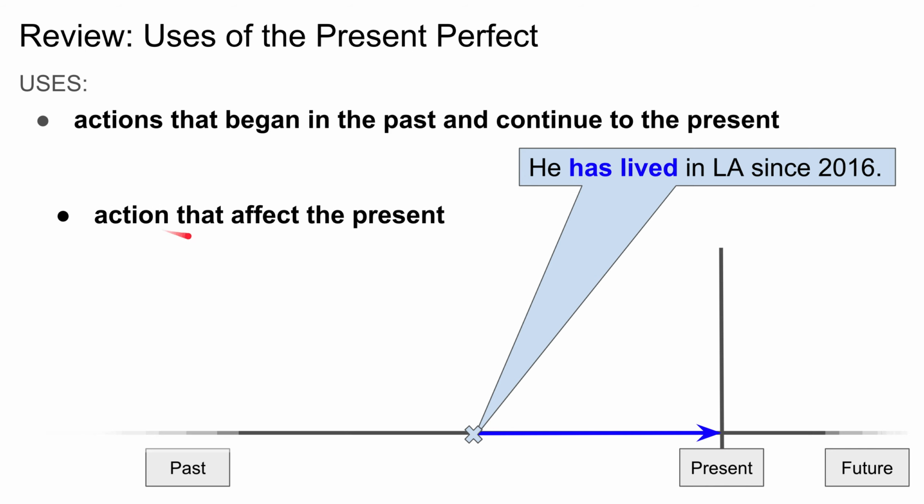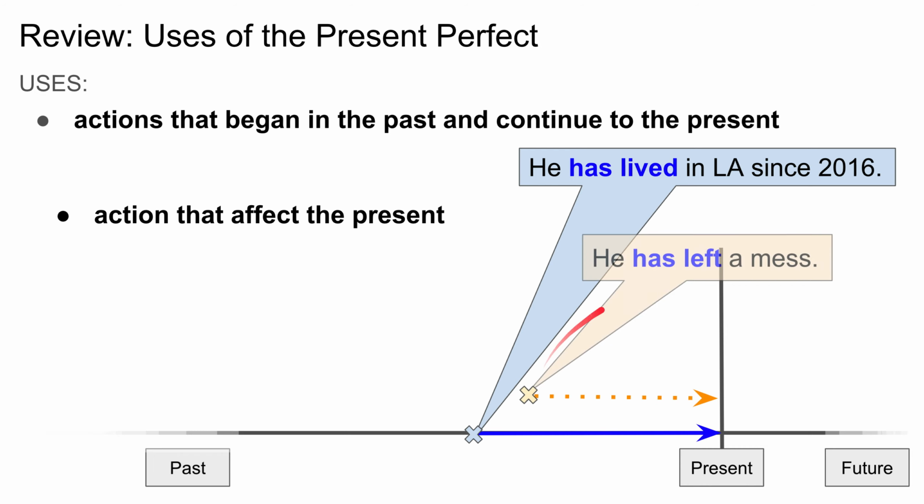It is also used for actions that affect the present. For example, he has left a mess. Sometime in the past, he made a mess, and he has left the mess, and it affects the present. The mess is still there.